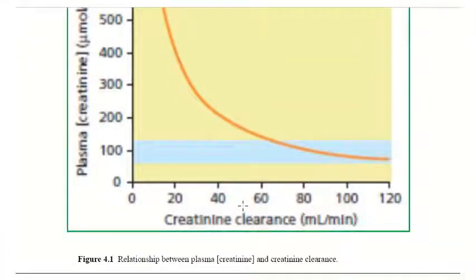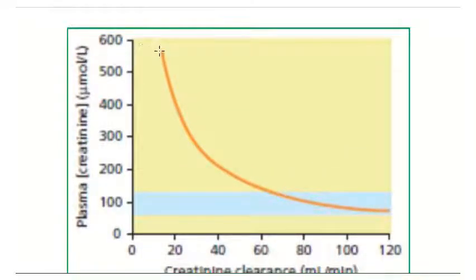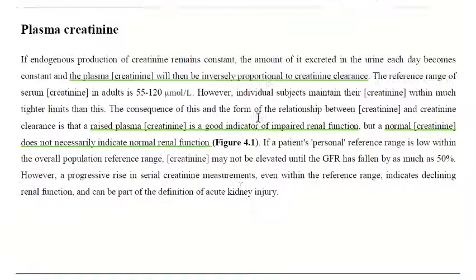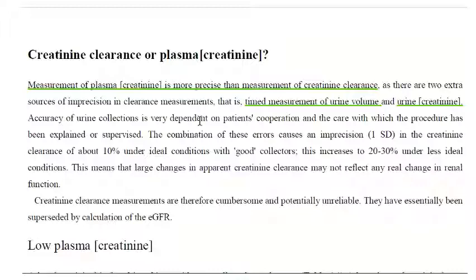وهذا الشكل يوضح relationship between the plasma creatinine concentration and creatinine clearance. هذا الكرياتينين clearance هنا، وهذا البلازما creatinine concentration بالمايكرومول per liter. ومثل ما تشوفون، العلاقة التناسب عكسي بينهم مثل ما مذكور هنا، أن البلازما creatinine concentration will then be inversely proportional to creatinine clearance. الآن الموضوع حول الكرياتينين clearance أو البلازما creatinine concentration.